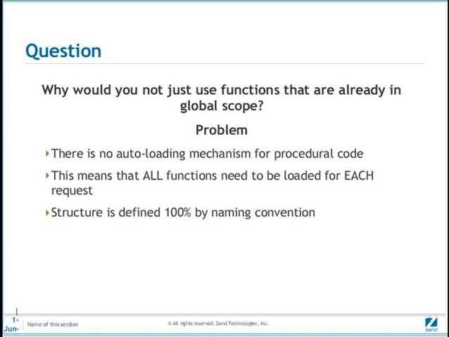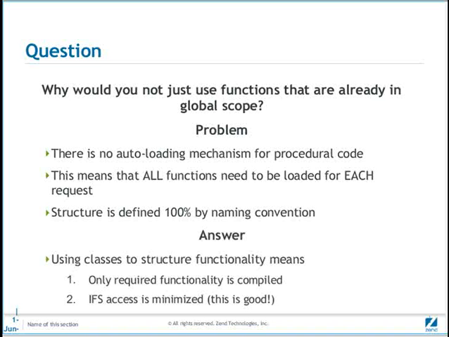Now, the other thing to keep in mind is that your structure is defined 100% by naming convention in the procedural world, right? When you look into the object-oriented world, you start to get into methods and properties that are owned by objects. Now, you've got a relationship between the class and its properties. Very important things to be aware of. All right, so using classes to structure the functionality means that only the required functionality is compiled at compile time, right? And your IFS access is minimized. This is a good thing, all right?